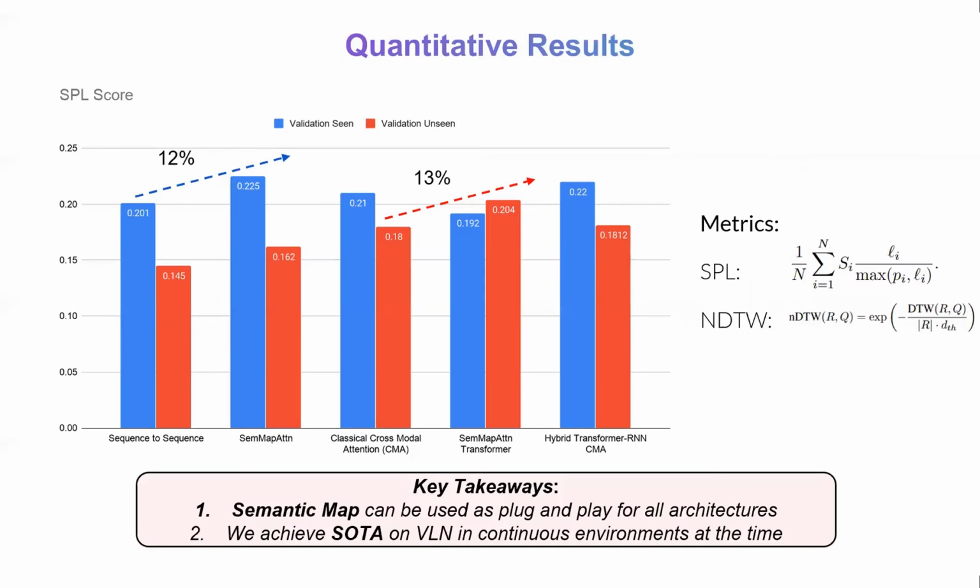So how do we test our approach? Again, we measure success weighted by path length. Now one can see the impact of semantic map attention in this architecture on all the architectures that we studied. One key contribution here is that we can use semantic map attention as a plug and play module with all the baseline architectures, but our cross-modal attention transformer still achieves the state-of-the-art results, where you can see that we achieve a 13% relative SPL improvement in previously unseen environments using our approach. But if we add semantic map attention to prior SOTA approaches, it also achieves a 12% improvement.